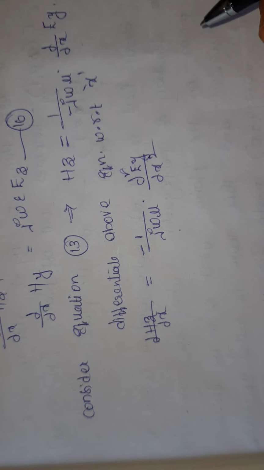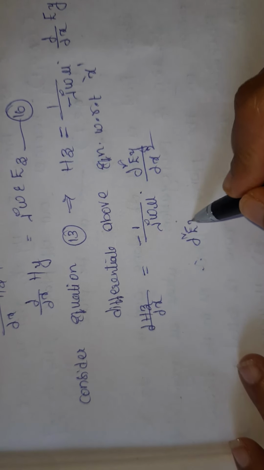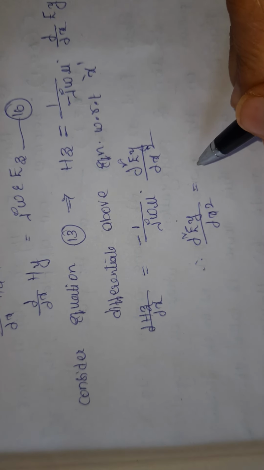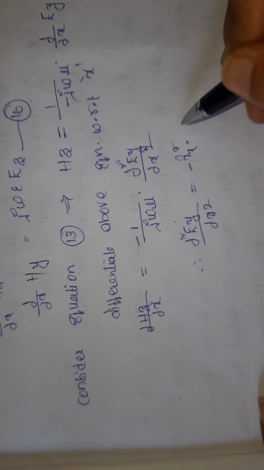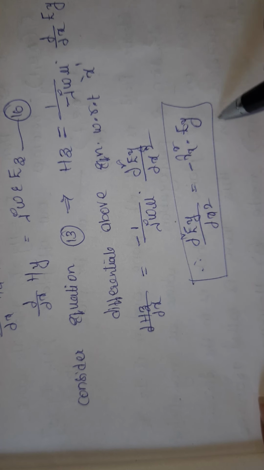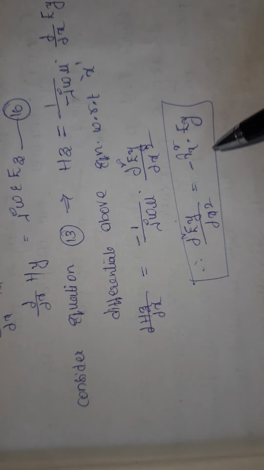Now I am writing dou square Ey by dou x square is equal to minus gamma x square into Ey. So this is the equation. How did I get this equation? Now I am going to derive it.